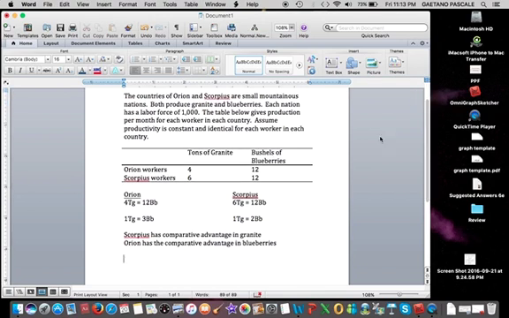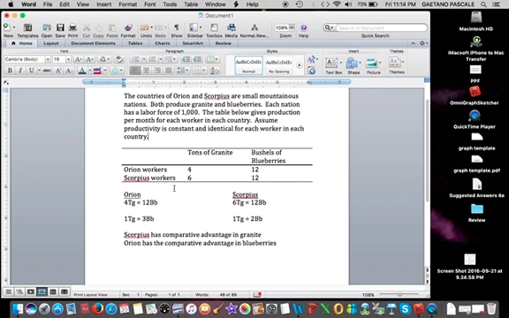And there you have a table of information, and what this tells us is that each worker in Orion can produce 4 tons of granite in a particular month, and that same worker can produce 12 bushels of blueberries in a month. If we take a look at Scorpius, we can see that the typical worker in Scorpius can produce 6 tons of granite in a particular month, and the same typical worker in Scorpius can produce 12 bushels of blueberries in a month.